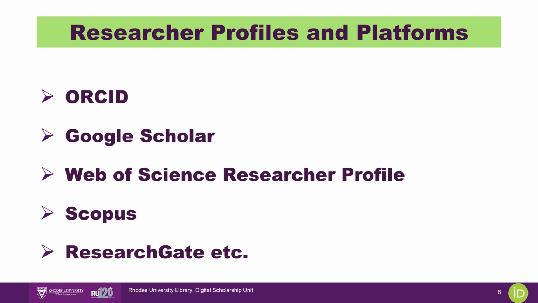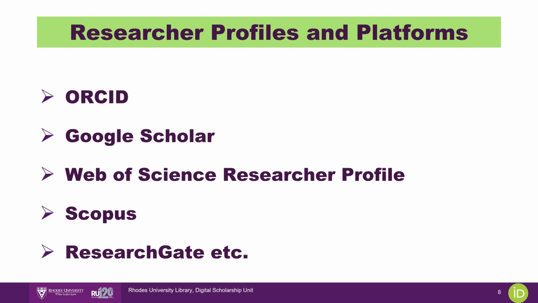Scopus, which is the Elsevier product, also has a researcher profile that you need to create. And then we have ResearchGate, which most researchers have created. So you need to make sure that you are visible on most of the platforms available out there.